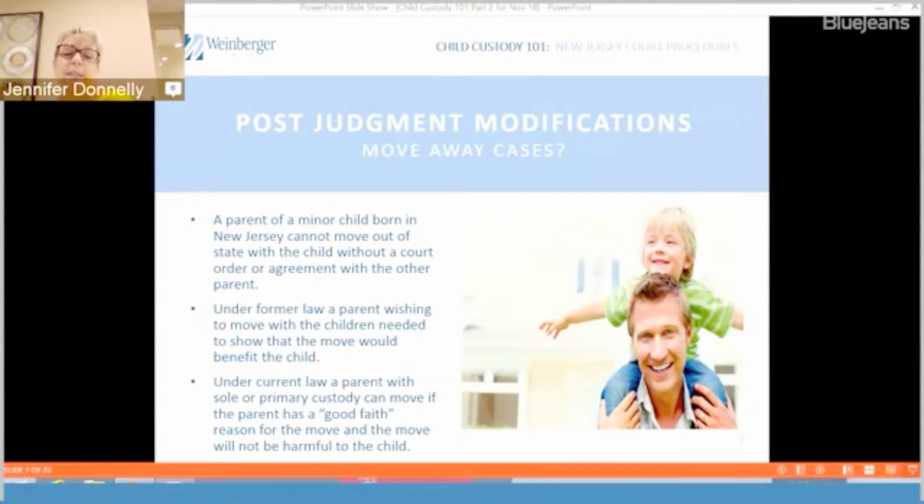The current law is that the parent wanting to relocate with the child can move if the reason is a good faith reason for the move, that the parent's not moving to keep the child away from the other parent, and the move can't be harmful to the child. Again, this doesn't really come up a lot. Most people want to go where it's better for the child. They don't want to move to where it's worse. So 9 times out of 10, there's a good faith move, and the move is to a place that is at least as good as where they're living already in New Jersey.